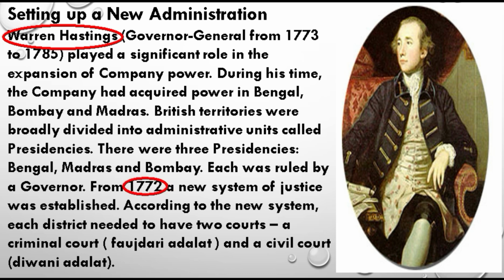Students, from 1772, a new system of justice was established by Warren Hastings. According to this new system of justice, each district was to have two courts. First, a criminal court, also known as Faujdari Adalat at that time, and a civil court, also known as Diwani Adalat. The criminal courts were still under a Qazi and a Mufti, but under the supervision of the collectors.